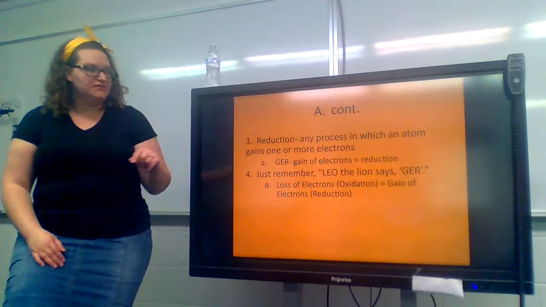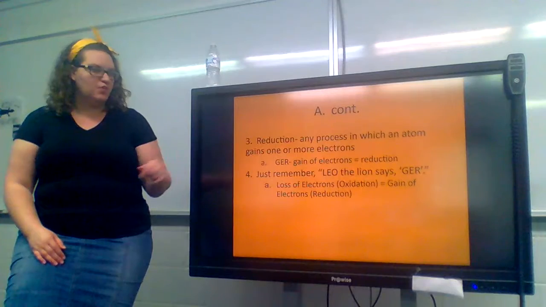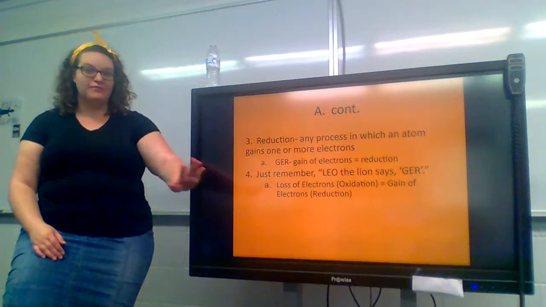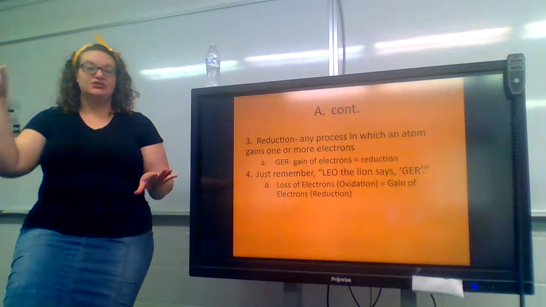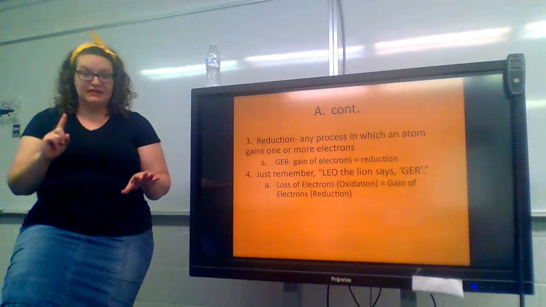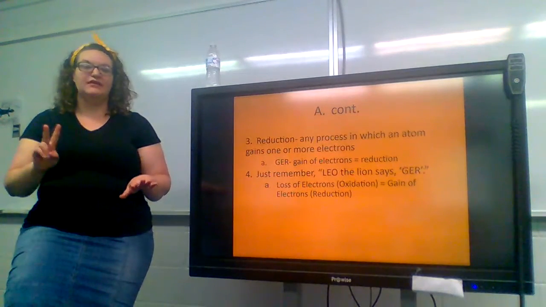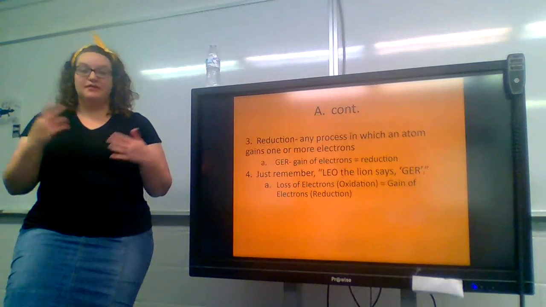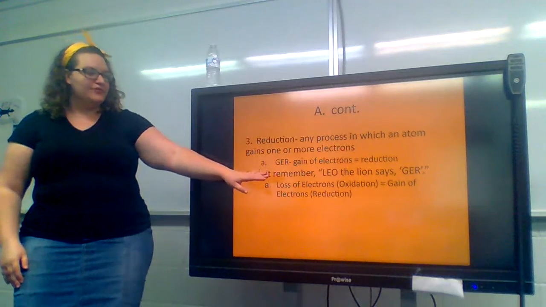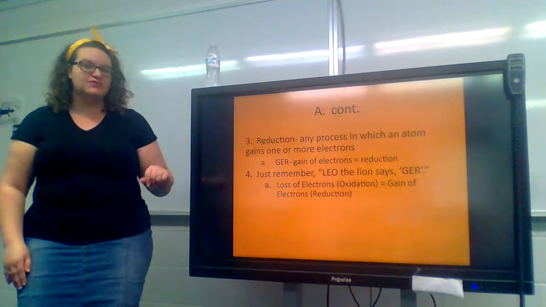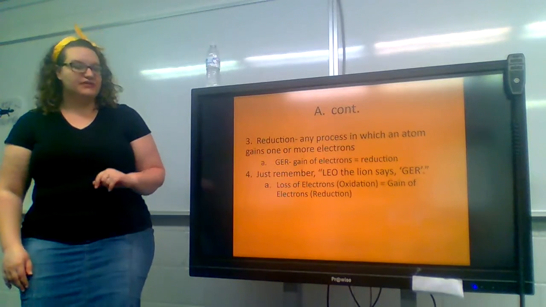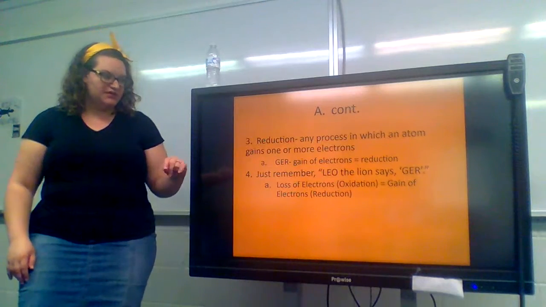Then we have reduction. This is any process in which an atom gains 1 or more electrons. So oxidation, they're losing them or they're being taken from them in some cases. In reduction, the atom is gaining electrons. Either A, it is doing the taking, so it's getting electrons, or B, it is accepting orphan electrons pretty much, okay? So GER is a way to remember this, G-E-R, gain of electrons equals reduction. You can see there G for gain, E for electrons, and R for reduction. So gain of electrons equals reduction.